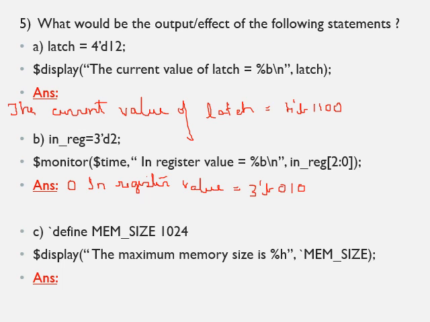Okay. Next one, `define mem_size equal to mem_size 1024. Following that, $display, the maximum memory size is %h `mem_size. So we have used the compiler directive define to define a constant mem_size, and the value we have assigned to that is 1024.